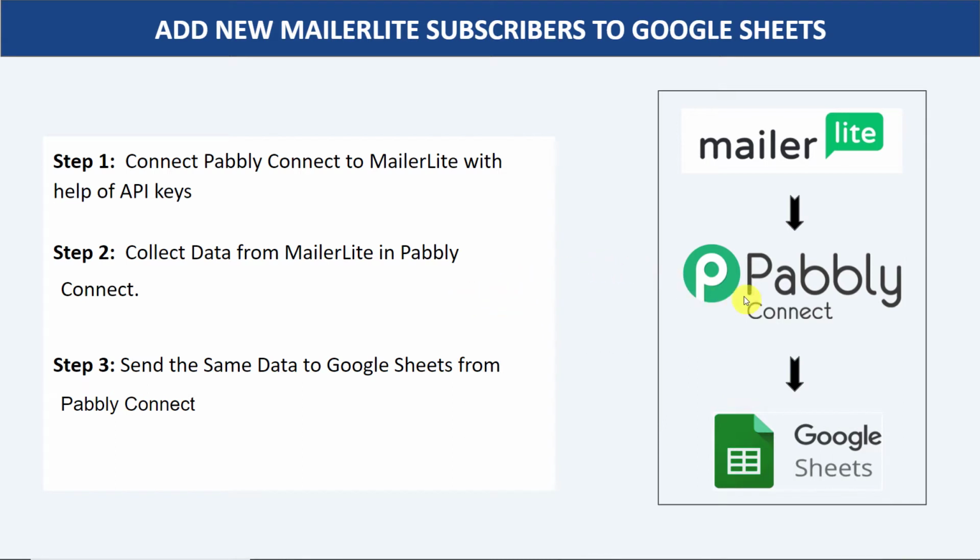Now the best part here is once you build this integration that has integrated MailerLite and Google Sheets with the help of PabblyConnect, all you have to do is sit back and relax. While a new subscriber is added in MailerLite, automatically that data will be added into Google Sheets every time.